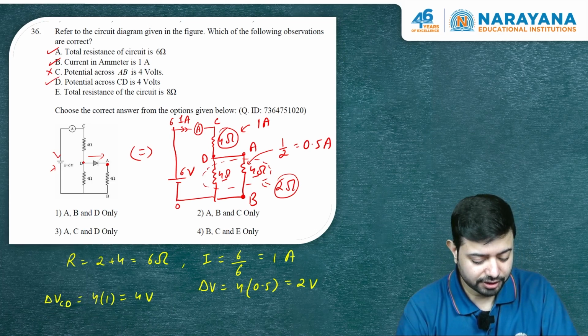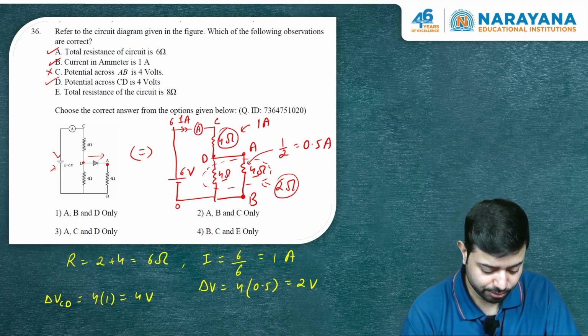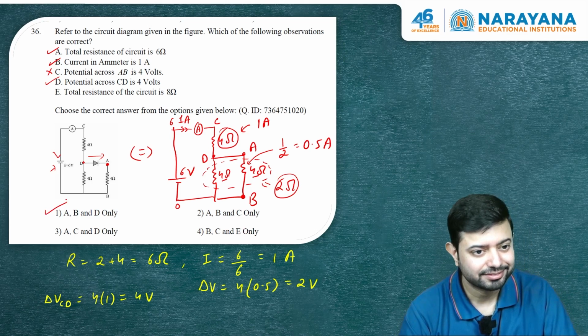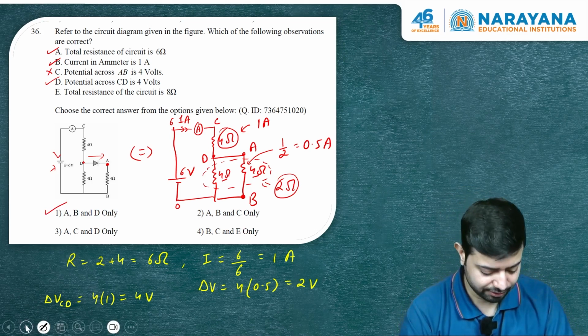Total resistance of the circuit is 8 ohm, that is wrong. So, what are the correct options? A, B and D. Which option is matching? First option. Alright, I hope it is clear so far. Let us move to the next one.